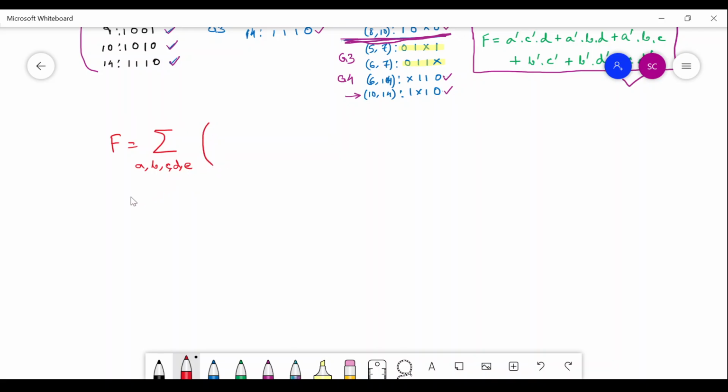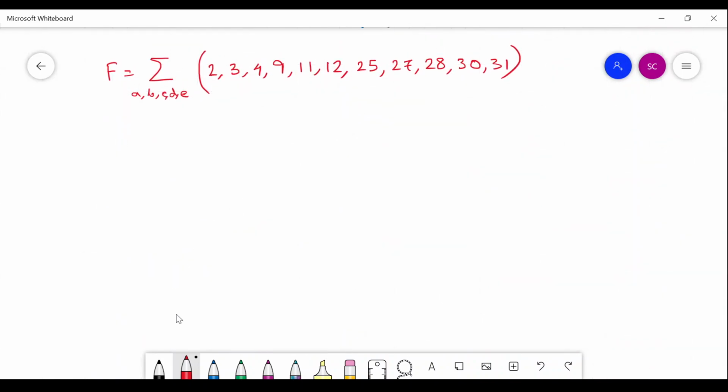So when we have 5 variables, till what can we go? We can go till 2 to the power of 5 minus 1, we can go till 31 actually. So we'll not take the 0, since the group 0 is just only one element. Let us start with 2, then 3, 4, and let's jump to 9, then 11, 12, and then 25, 27, 28, 30, 31. So these are the minterm numbers.